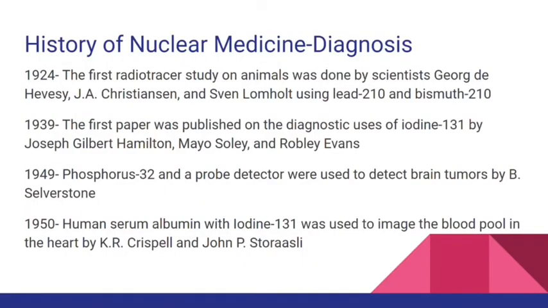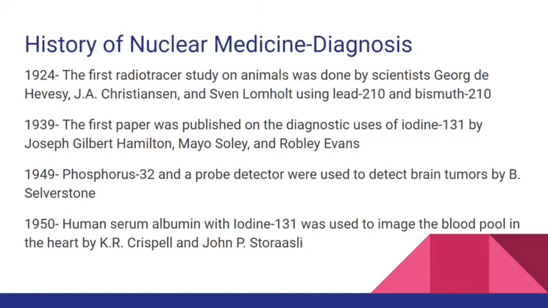The history of nuclear medicine diagnosis. In 1924, the first radio tracer study on animals was done by scientists Georg de Hevesy, J. A. Christiansen, and Sven Lumholt using lead-210 and bismuth-210. In 1939, the first paper was published on the diagnostic uses of iodine-131 by Joseph Gilbert Hamilton, Mayo Soley, and Robley Evans. In 1949, phosphorus-32 and a probe detector were used to detect brain tumors by B.